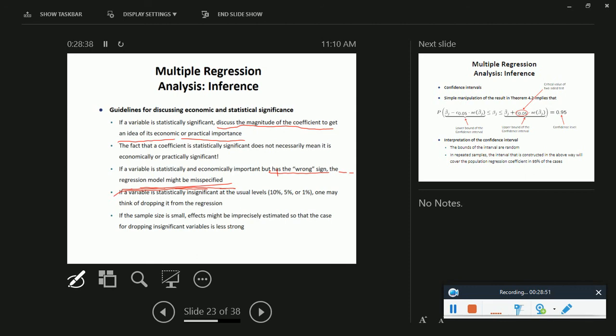And if a variable is statistically insignificant at 10%, 5% or 1%, one may think of dropping it from the regression. So if you are finding some variables insignificant, you can think of dropping those insignificant variables from your model to get a better result.